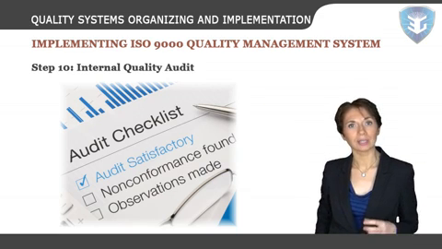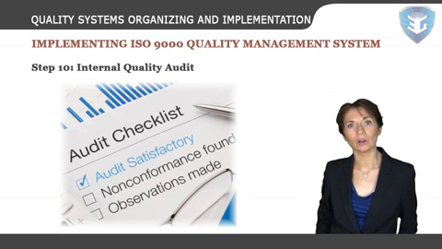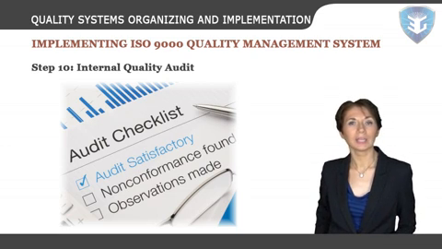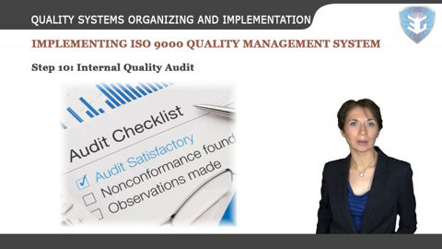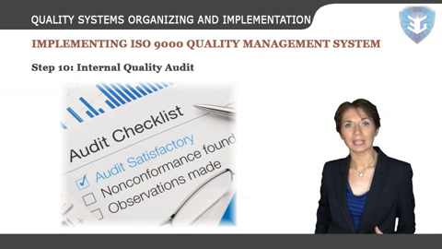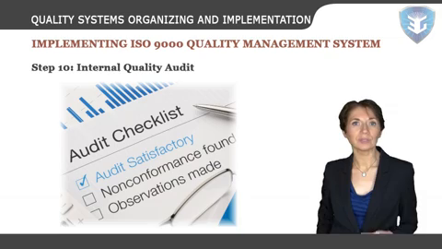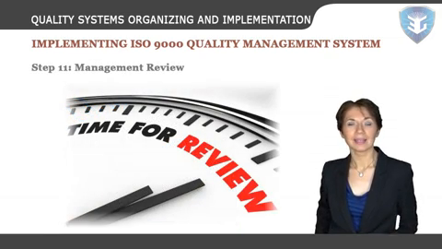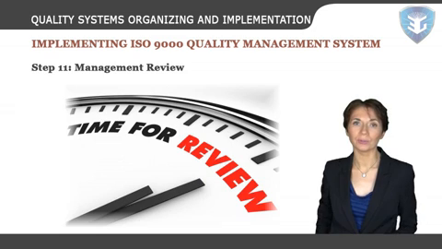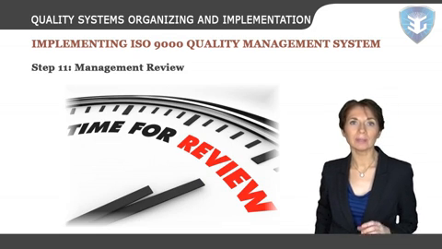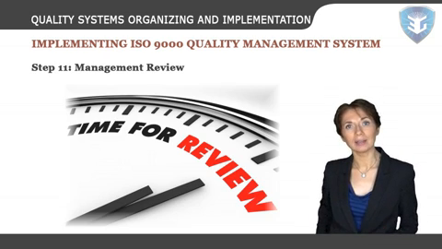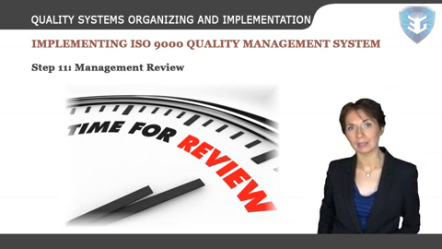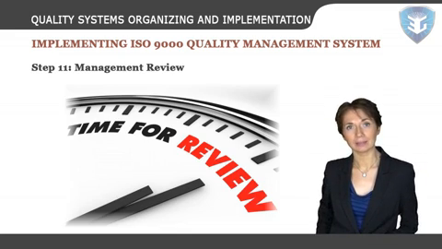Internal quality audits are conducted to verify that the installed quality management system conforms to the planned arrangements, to the requirements of the standard, and to the quality management system requirements established by an organization, and is effectively implemented and maintained. Step 11. Management review. When the installed quality management system has been operating for 3 to 6 months, an internal audit and management review should be conducted and corrective actions implemented.